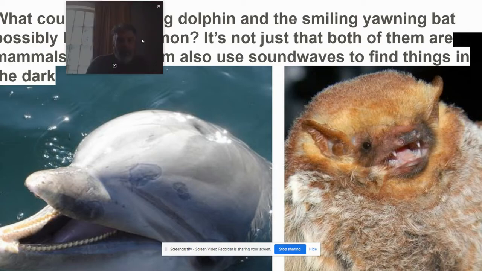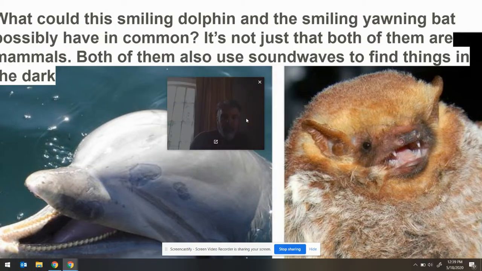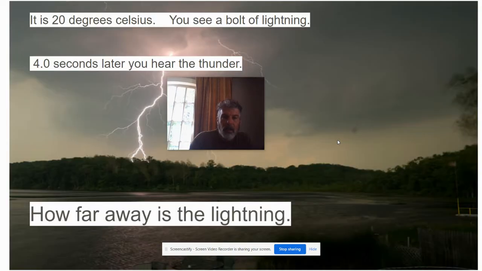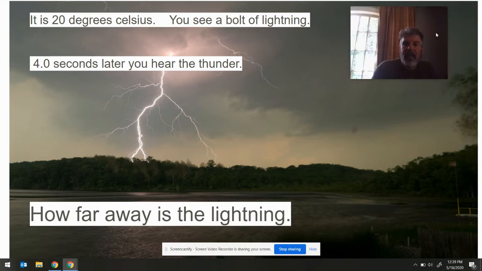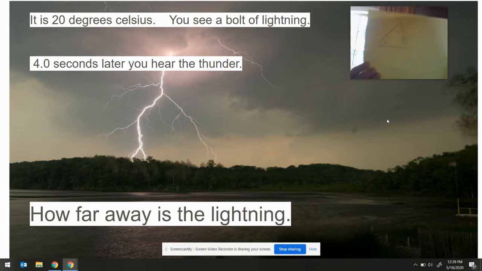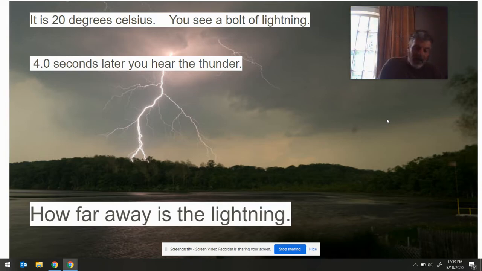Let's apply this information. Let's say it's 20 degrees Celsius and you see a bolt of lightning, and exactly 4 seconds later you hear thunder. How far away is the lightning? In order to do this, we need to use our old friend, the speed, distance, time calculation. Let's remember, speed is equal to distance divided by time. And it's asking me how far away the lightning is.